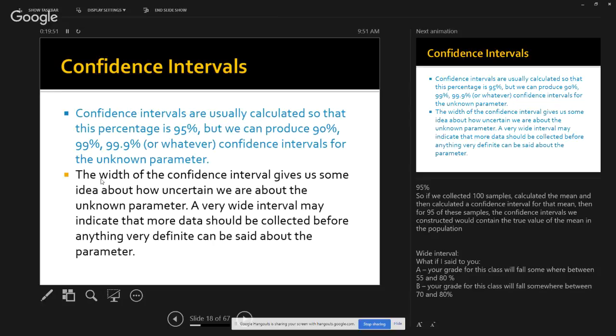It has a smaller interval, so you know for sure that you're probably going to get that grade and it's going to fall within that range. The other one has a much wider interval, therefore it might be a higher grade, but let's do a different thing.